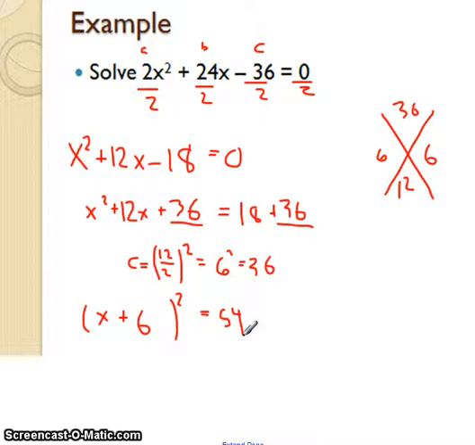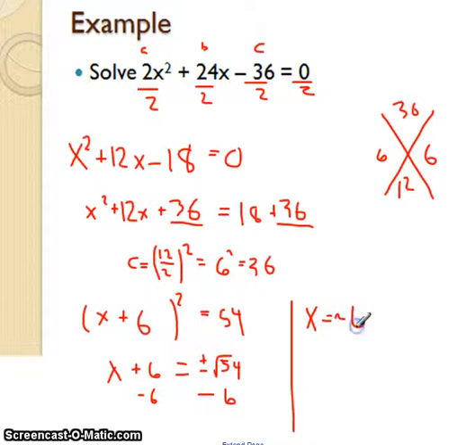And now I have an equation I can solve with the square root property. Square rooting both sides, the left hand side, the square will cancel. I'll have x plus 6, and then I'll have plus or minus the square root of 54. The final step is to get x by itself by taking away the 6. So here I have x equals -6 plus or minus radical 54.